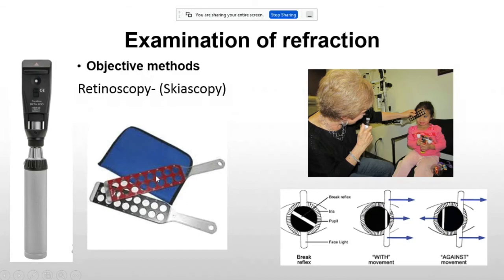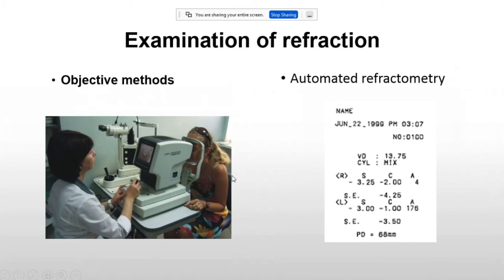You again add minus 1. For example, if you neutralize the vertical at minus 2, you write minus 3. If you neutralize at minus 5, you add minus 1 and you get minus 6. Okay? So that's the objective method of skiascopy, and you can then do correction according to your result. Of course, that's retinoscopy.